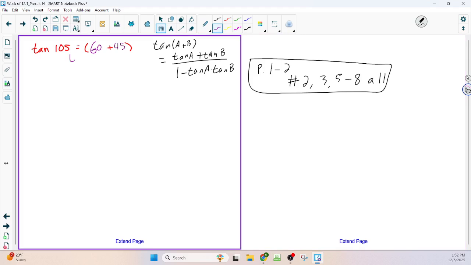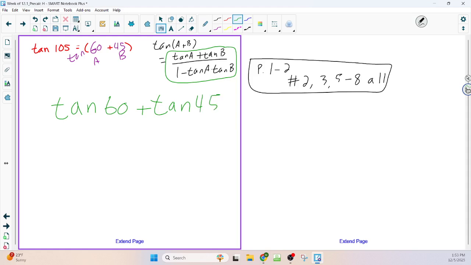Okay, now look, the formula doesn't look as good, right? It looks really stressful. But all we need to do is plug and chug on this, knowing that 60 is A and 45 is B. I made it up. So we've got tangent of what? Tangent of 60 plus, exactly, all over 1 minus tangent of 60 times tangent of 45.